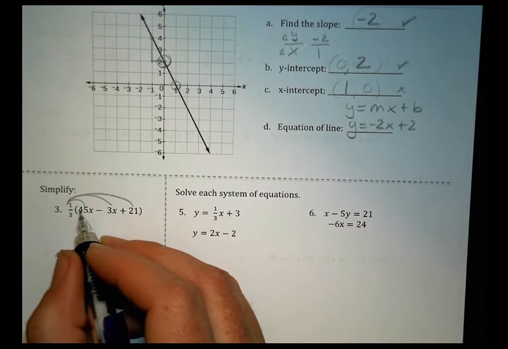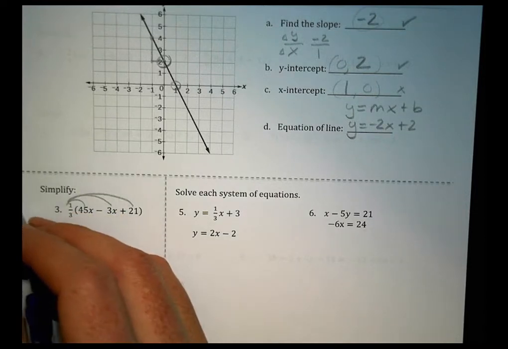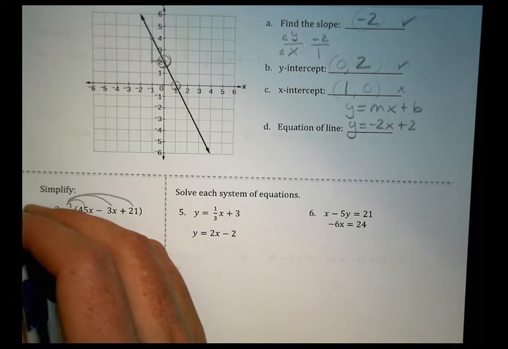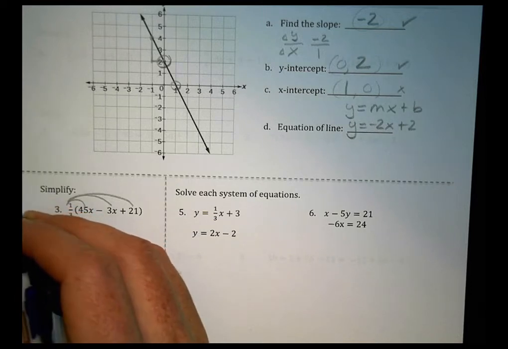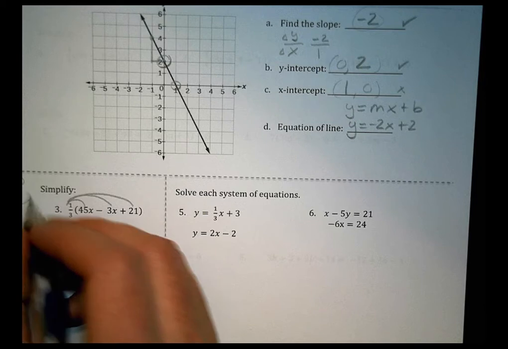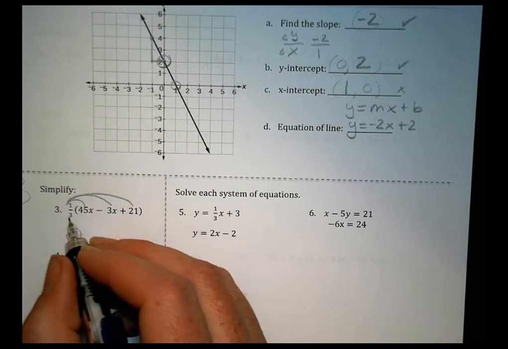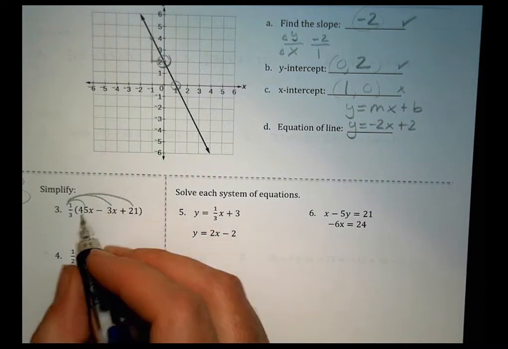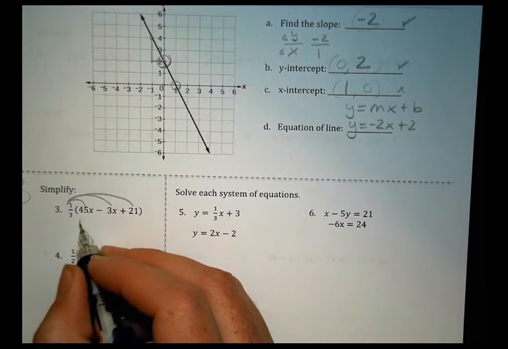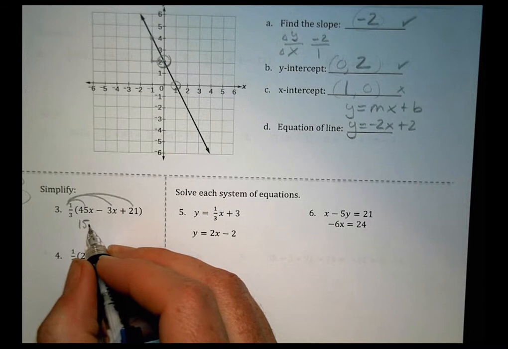When I multiply a number by a third, it's the same as dividing by 3. Okay, so multiplying by 1/3 is the same as dividing by 3. So what you want to think about is, 45 divided by 3 is what? Okay, in this case, 45 divided by 3 is 15, and we keep the x.